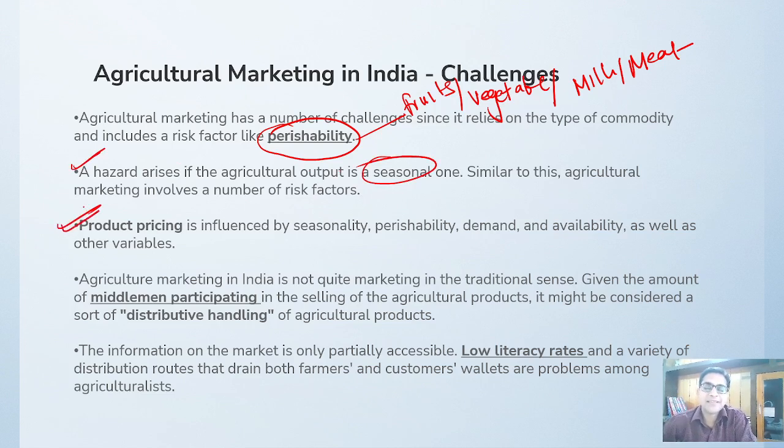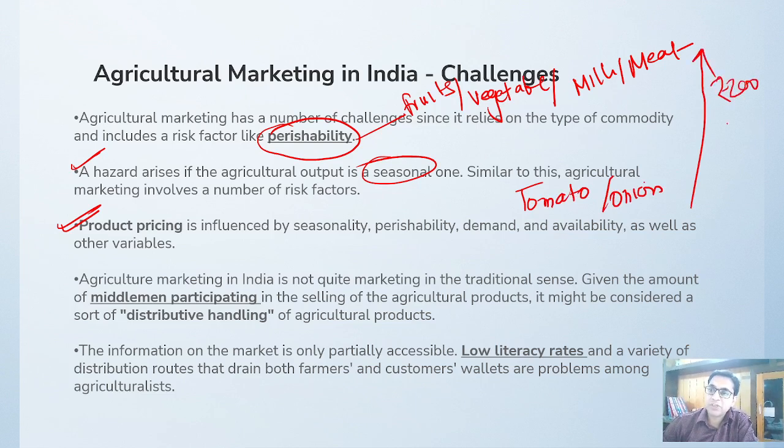Pricing, product pricing: we don't know what the proper pricing is based on perishability, demand and availability. Sometimes all of a sudden the prices go high. You know, tomatoes and onions: all of a sudden the price goes up to rupees 200 per kg, and all of a sudden it goes down to 1 rupee per kg. So this price fluctuation, these ups and downs, happen. This is one of the challenges for agriculture marketing.